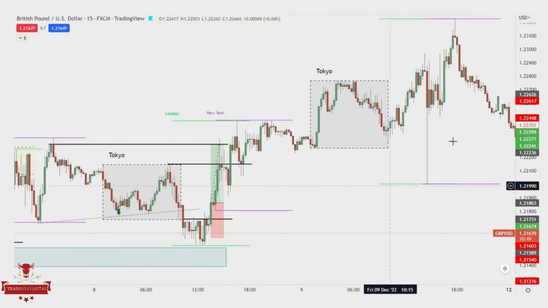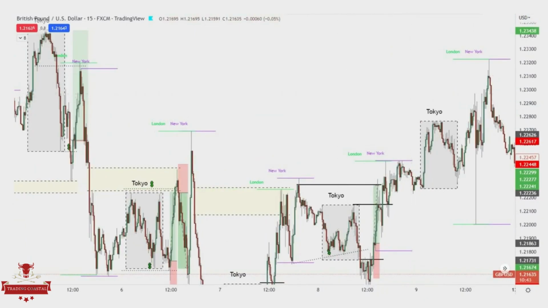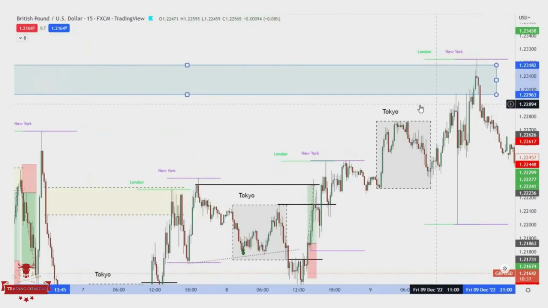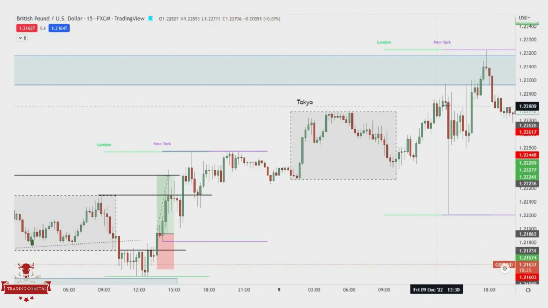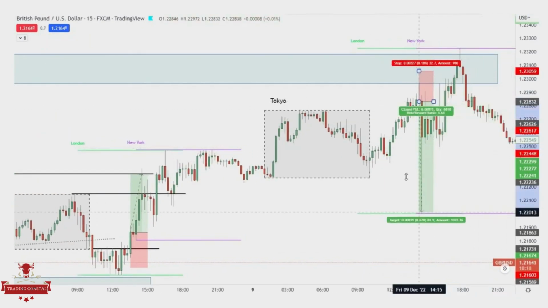Let's move to the final setup for this video. As we can see, we have a fake out in the upside direction and supply zone correlation plus a candlestick confirmation that forms a valid sell trade.